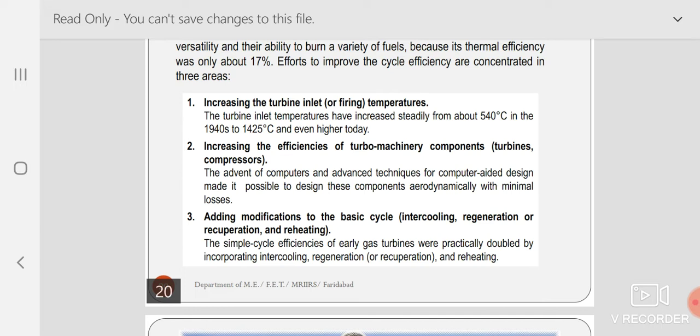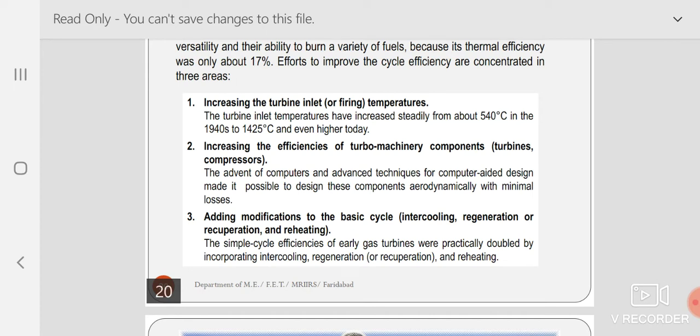Number 2 point: increasing the efficiencies of turbo machinery components, turbines and compressors. We have improved the design parameters of the turbines and compressors. As it was designed in the earlier days, now the design is much better. Turbine blades are designed more aerodynamically to provide better flow of air to the surface area. As a result of this better flow, there is better movement of the turbine. Better movement of the turbine results in better output.